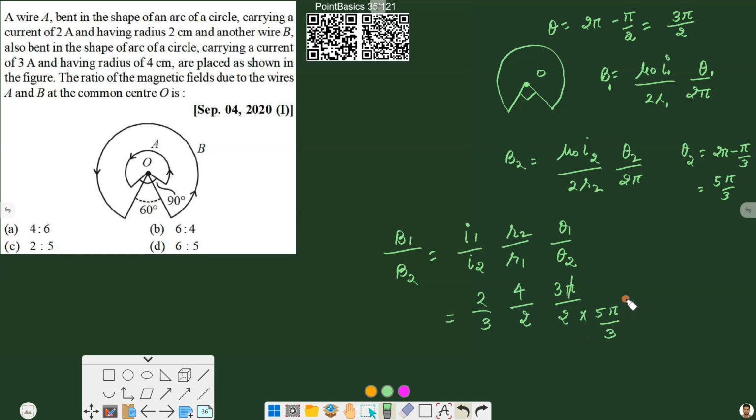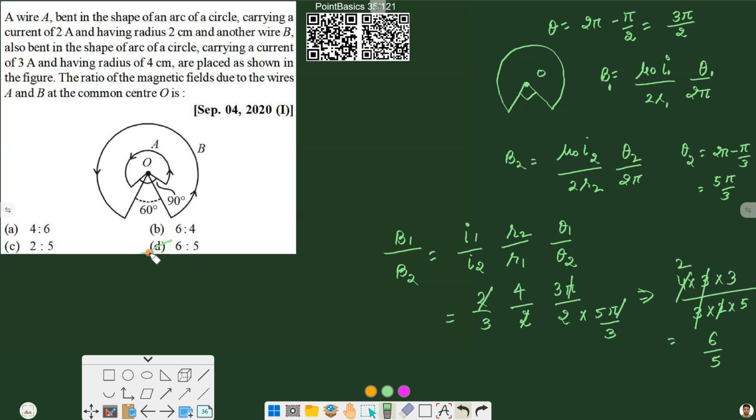So here pi gets cancelled and 2 gets cancelled. We will be left with 4 into 3. This 3 will go on the top, divided by 3 into 2 into 5. So 3 gets cancelled and 4 gets cancelled with 2. So this will be 6 by 5, or 6 ratio 5 will be the right answer.